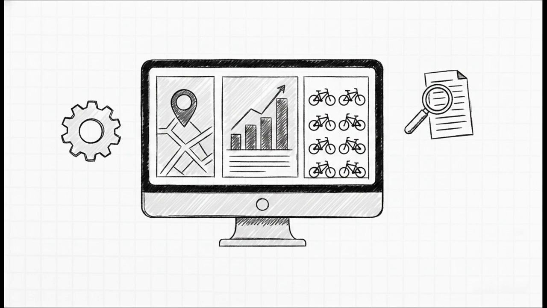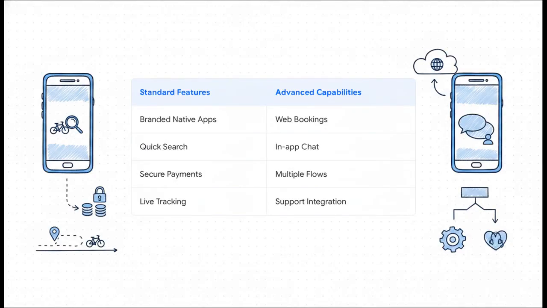Plus, admins can push out targeted discounts, manage rider reviews, and pull data-backed analytics to make really smart, objective business decisions. What's great about this setup is its modular adaptability. You've got your standard baseline features, right? Quick search, secure checkouts, live tracking.